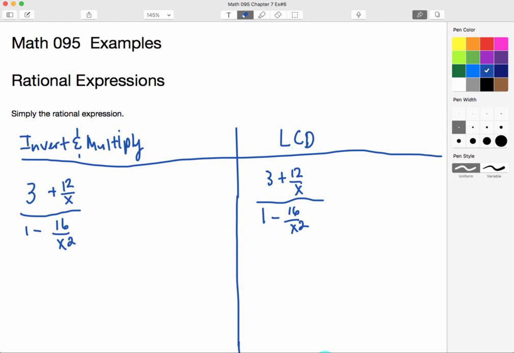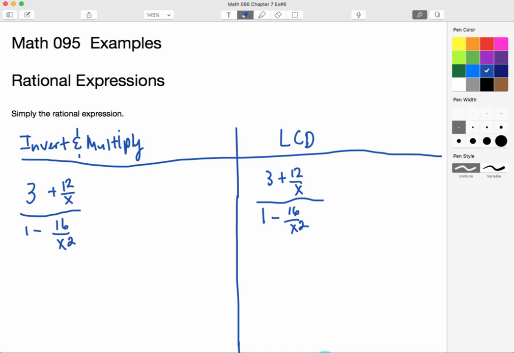In this example, we're going to simplify rational expressions that are complex. So what this means is that when we start off with our rational expression division, we have fractions inside of fractions. So it means that we have to do a little bit more simplifying before we can get to our final answer. So there's two ways to carry out this problem. One method is called invert and multiply, and the other method is called the LCD method. In the end, they get you to the exact same answer.